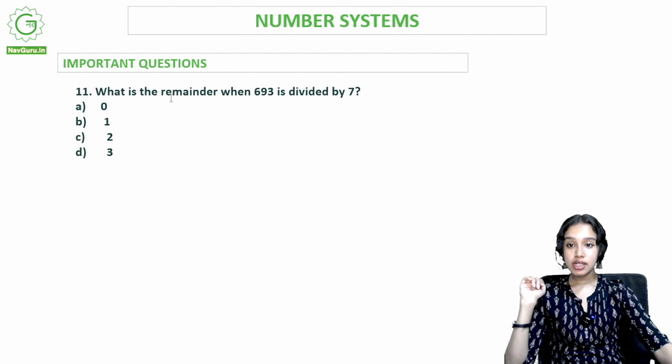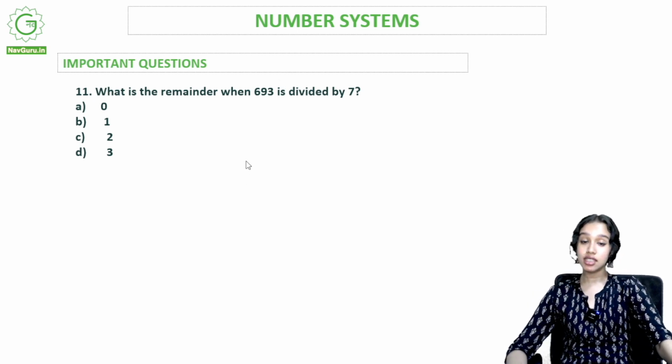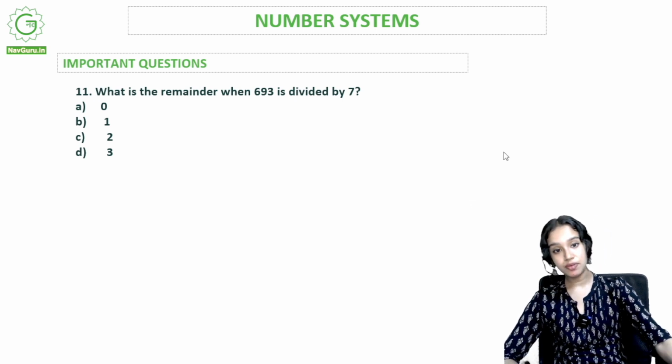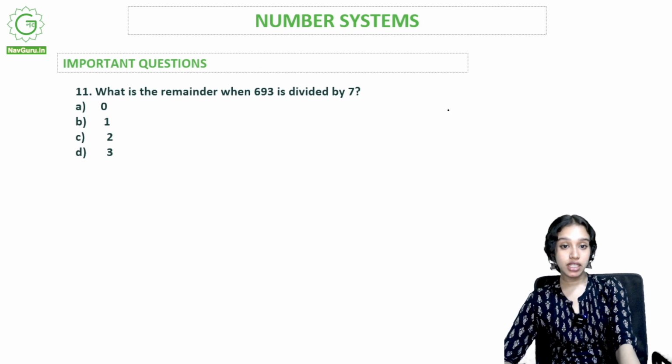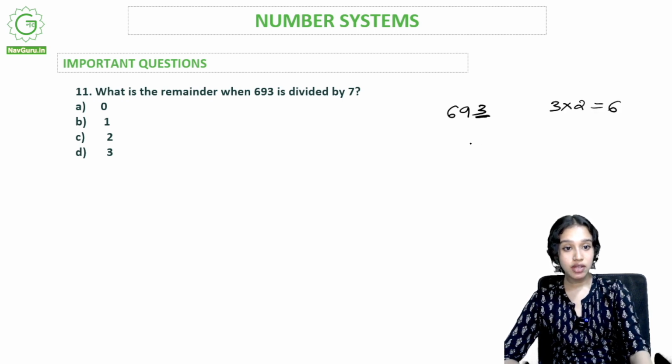So next question is, what is the remainder when 693 is divided by 7? So this is a tricky question maybe, or is it? Let's see whether 693 is divisible by 7 first of all. What was the rule for divisibility of 7? So if we have a number say 693. We take the number in the unit place, we multiply it by 2, we get 6, and we subtract it from the rest of the number, which is 3 and 6.